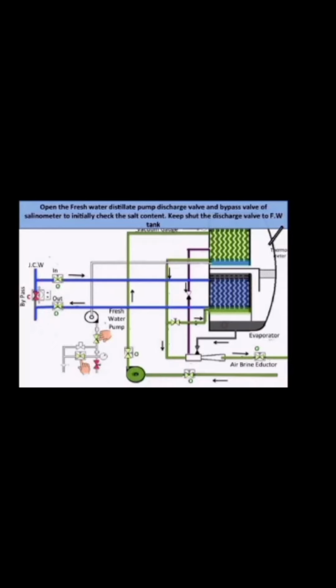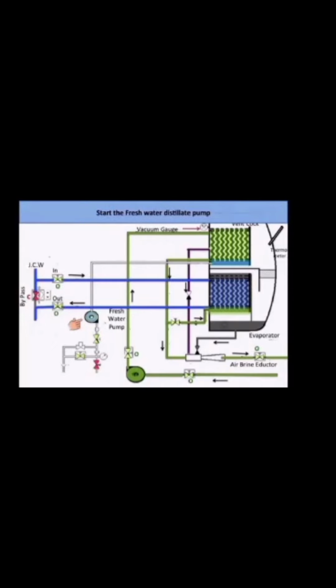Open the freshwater distillate pump discharge valve and the bypass valve of the salinometer, and initially check the salt content. Keep the discharge valve to the FW tank. Start the freshwater distillate pump. Check the salt content by testing the water. Once the salt content decreases, we switch on the salinometer and keep the alarm on in auto condition.